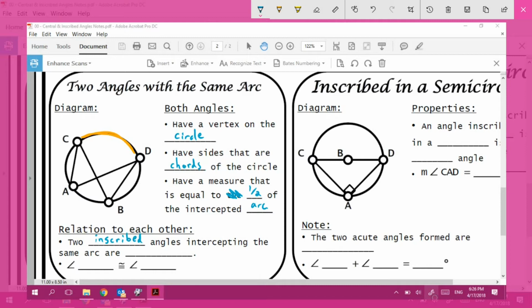intercepting the same arc are, what's that word that means equal? It starts with a C. We used to use it a lot. Congruent. Congruent.